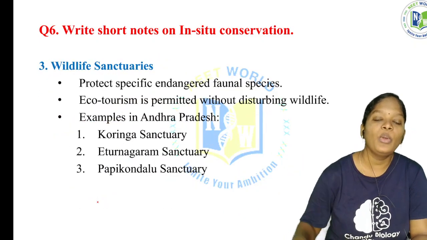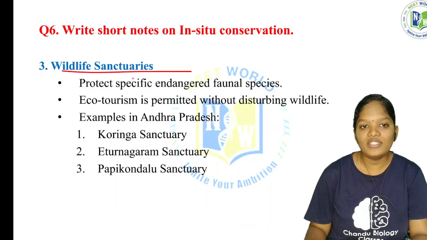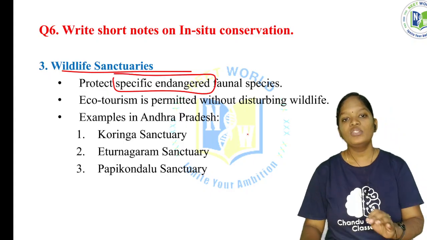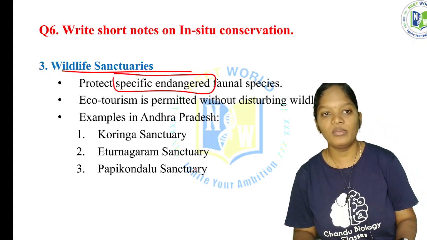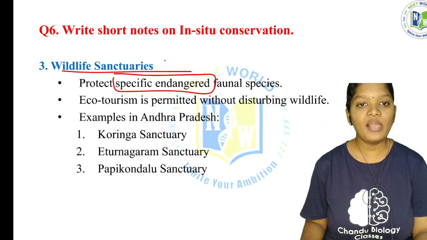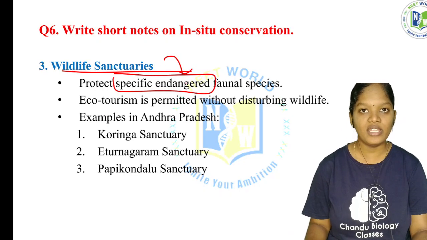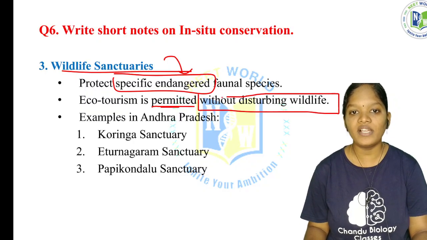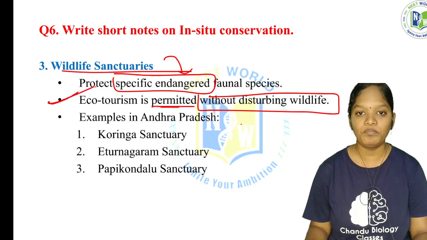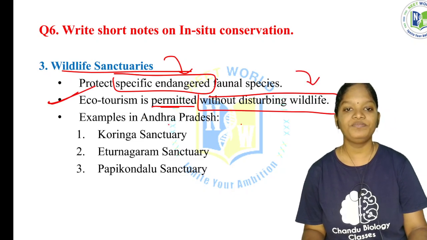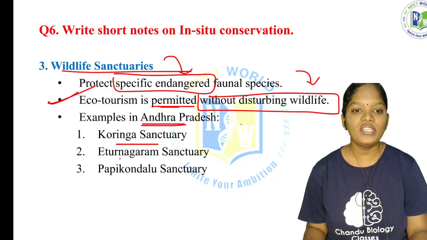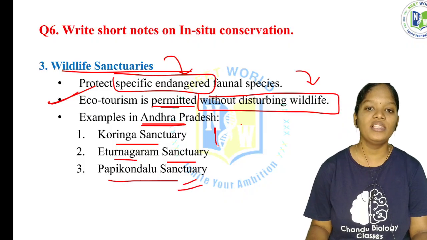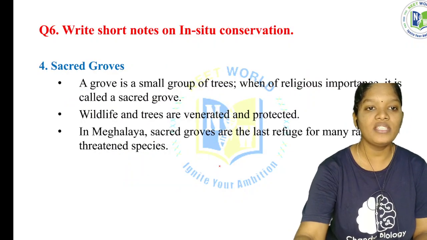Okay. Now, wildlife sanctuaries. In the wildlife sanctuaries, they protect specific endangered faunal species. So these are all important keywords you should remember. Ecotourism is permitted, without disturbing the wildlife. In Andhra Pradesh, Koringa Sanctuary, Eturnaagaram Sanctuary, Papigundalu Sanctuary.